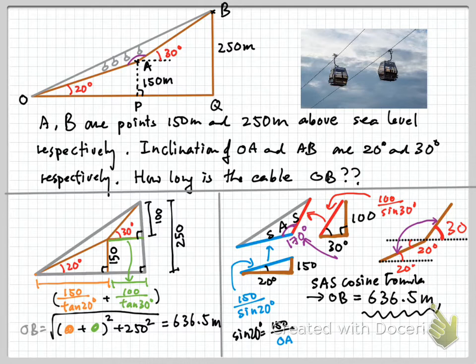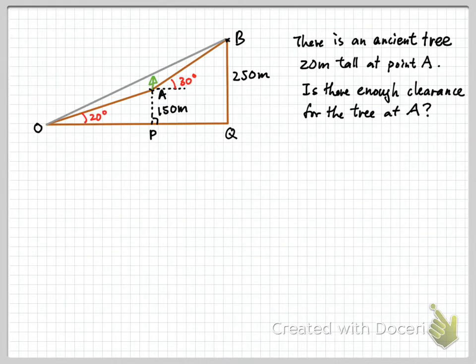Okay. Now, let's have an extension of this problem. Suppose we have a tree at the position of A. The tree is 20 meters tall. This is the height of the tree. It is an ancient tree. We don't want to cut down the tree to make the cable car run. So the question is: is it an acceptable site to build the cable car from OB if there is a tree in between? In other words, is there enough clearance for the tree at A? Is the cable car high enough to clear the tree, or will it collide into the tree?